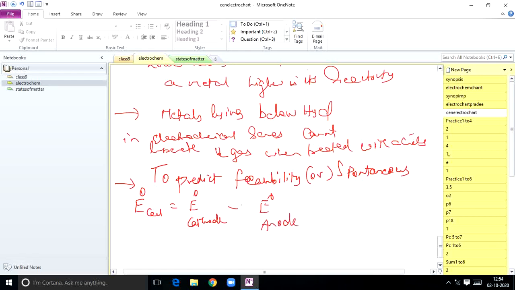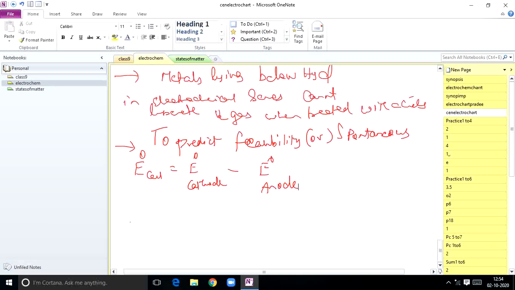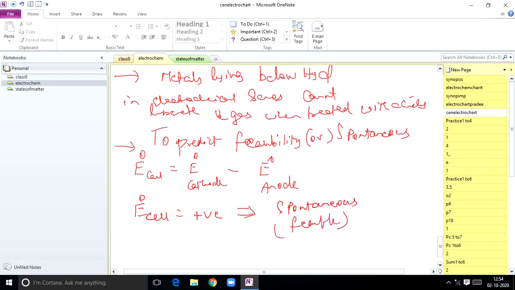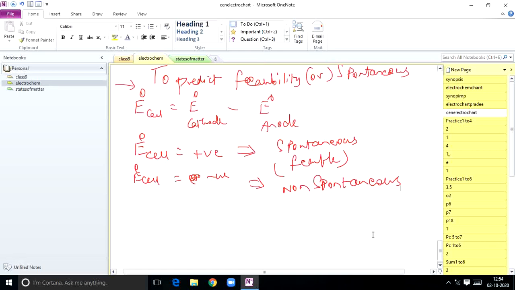Remember that by using this. When you use this formula, if EMF of the cell is positive, that implies spontaneous, the reaction is feasible, that reaction takes place. If the standard EMF of the cell becomes 0 or negative, that is non-spontaneous, not feasible, that reaction will not take place. So to predict feasibility or spontaneity of a reaction, that is an important point.